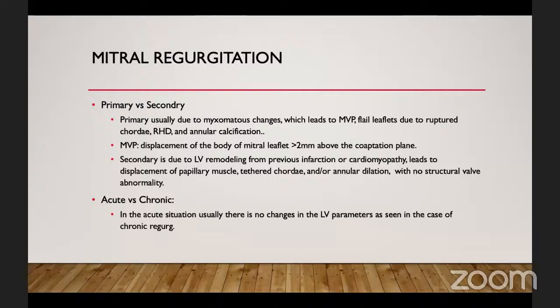The second part is acute or chronic. In case of a chronic disease, it's very important for you to assess the LV end systolic diameter specifically, because following that will decide the timing of the surgery for that patient. In the acute case, you're less likely to find a change in the geometry, and the remodeling will not occur as fast as in chronic mitral regurgitation to the LV.